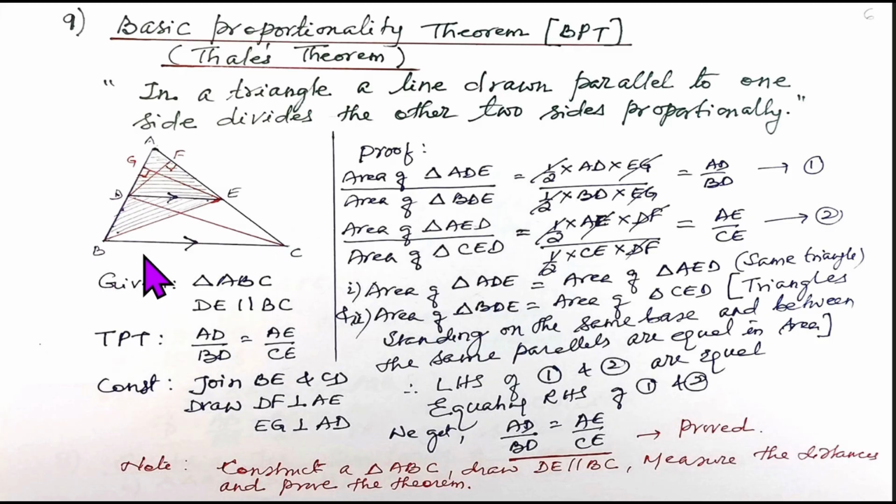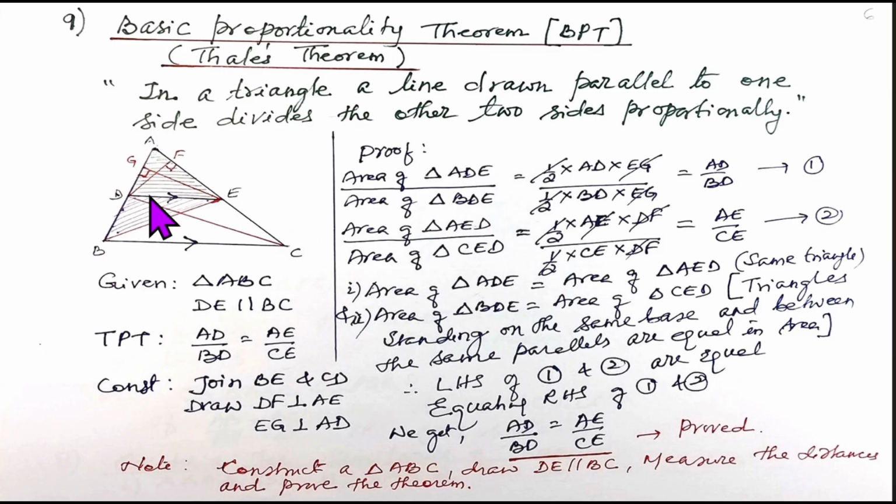Now, we are given a triangle ABC. DE is parallel to BC. As far as the construction to prove this is concerned, there are simple constructions. Join BE and join CD. Draw DF perpendicular to AE and EG perpendicular to AD. Now, the proof is also very simple.